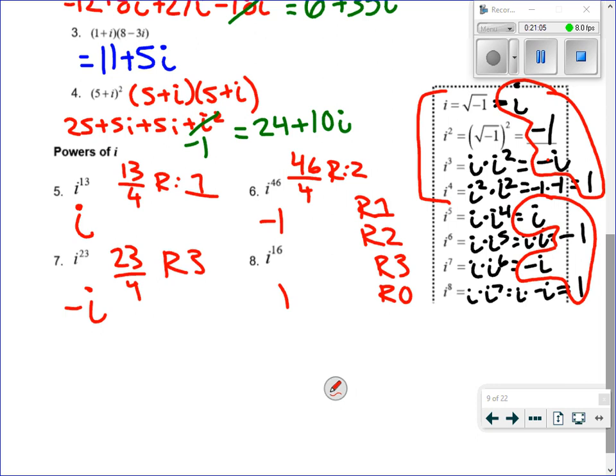Alright, how are we feeling? As long as we just remember, when it's a remainder of 0, what is it? A remainder of 0 means it's the same thing as i to the 4th power, which is equal to 1. So remember, your remainder of 0 is i to the 4th power, the same thing as 1. If you're ready, flip to the next page.